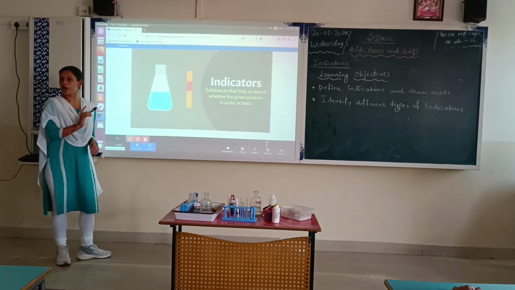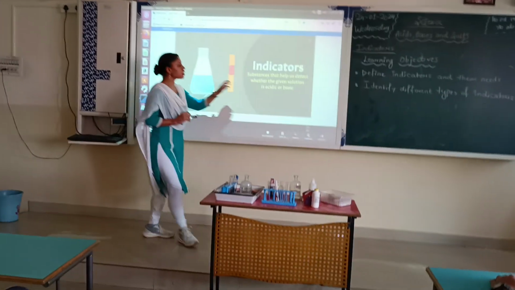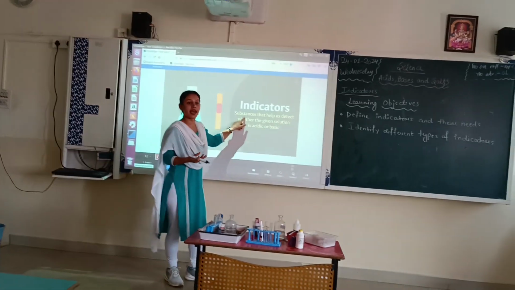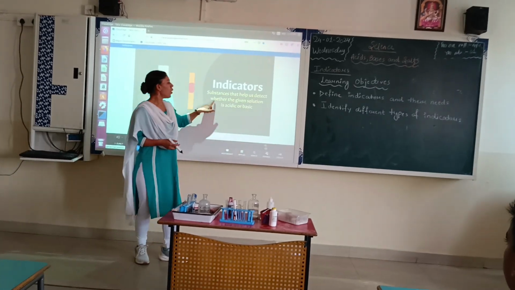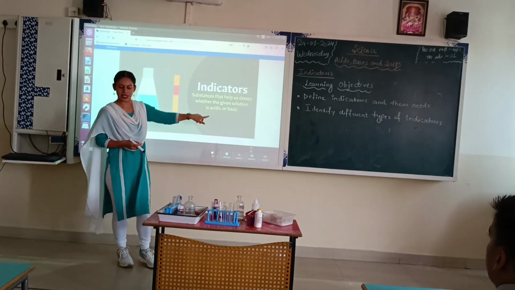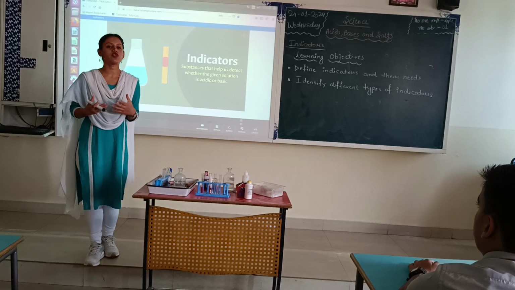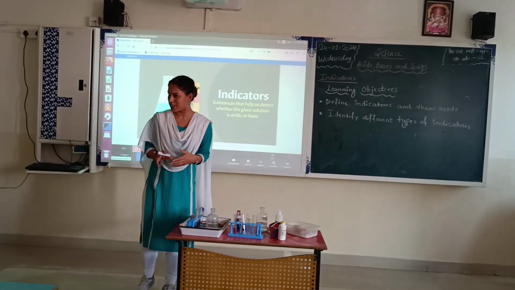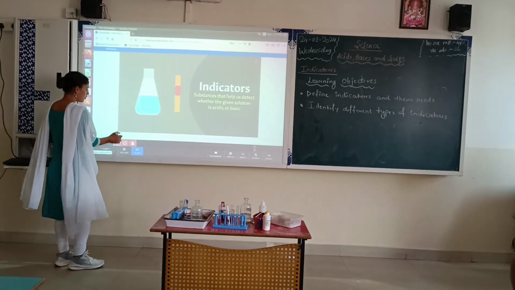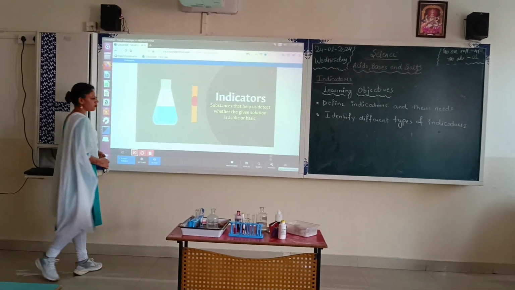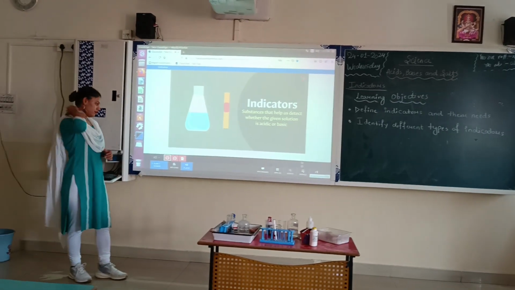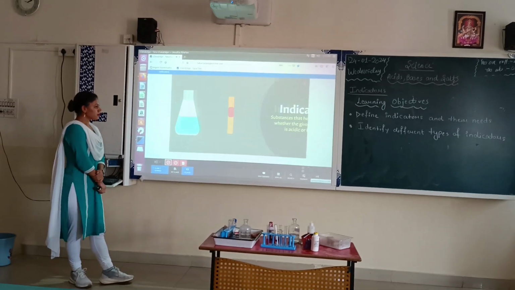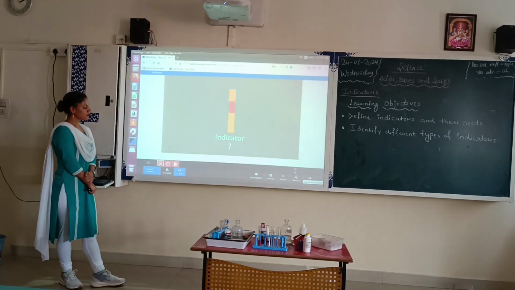That's what we have learned about indicators. These are the substances that help us to identify or to detect whether the given solution is acidic or basic. Based on the color changes which we are getting, we will decide whether the substance is acidic or basic, without having to taste it. So is this yellow paper an indicator?